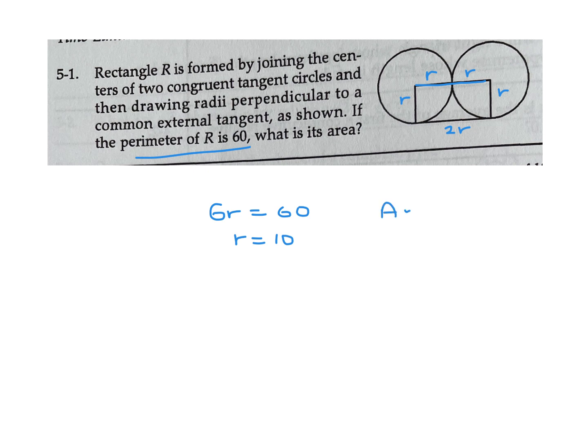Well, the area of the rectangle will be length times width. The length is 2R, and the width is R. 2R would be 20, R is 10, so therefore the area is 200.